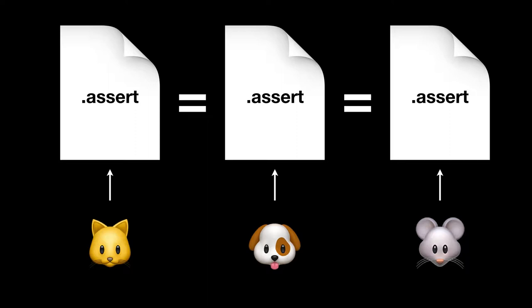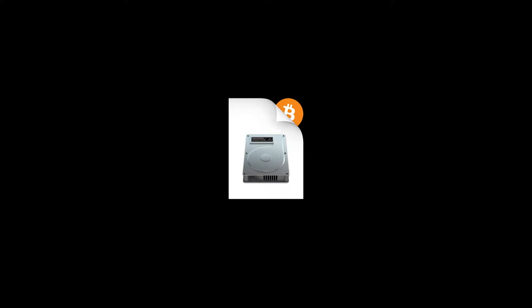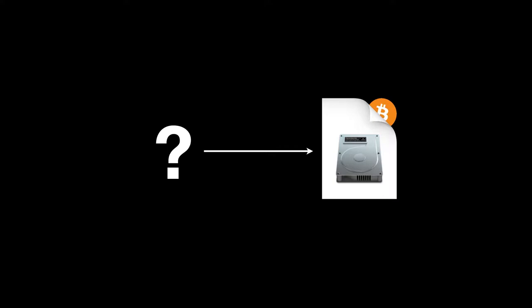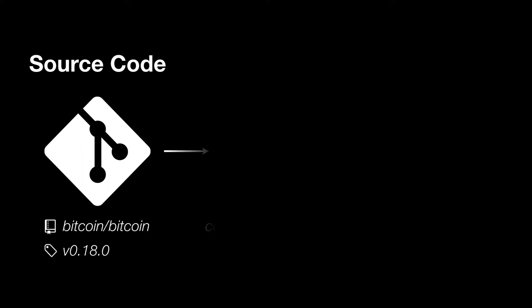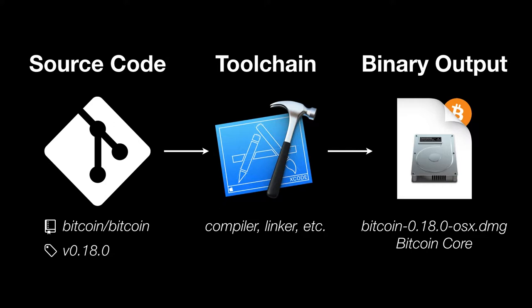Well, today, I'm going to take you on a journey through Bitcoin's build system, show you how you can verify that your Bitcoin download is the right one, and explain some improvements to this system that's in the works. So, let's go back to this disk image that you downloaded. Perhaps you'll wonder, where did this disk image come from? How was it made? Well, we know that all software was computer source code at some point. And in our case, we expect this to be the Bitcoin source code at version 0.18. The source code is fed as input to a toolchain, including compilers, linkers, archivers, the whole shebang, which then builds the source code into the binary output, which is the disk image file you downloaded.